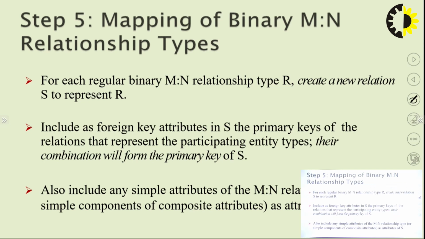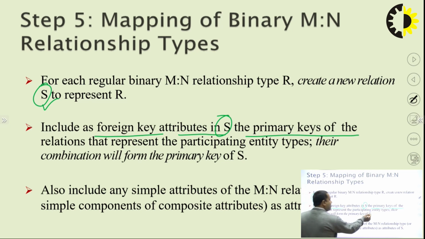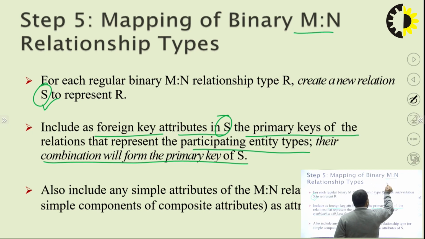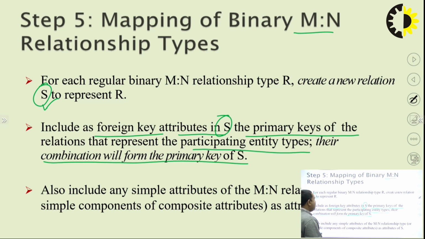Now in step 5, mapping of binary M-to-N relationship types. In this, first identify those that are in M-to-N relationships, then for those we create a relation. Then we include the foreign key attributes in this created relation, which correspond to the primary keys of the participating entity types, and their combination will form the primary key. So we will create a new relation for those in M-to-N relationships, and from those relations we will find the primary keys, and they will form the primary key for this relation.